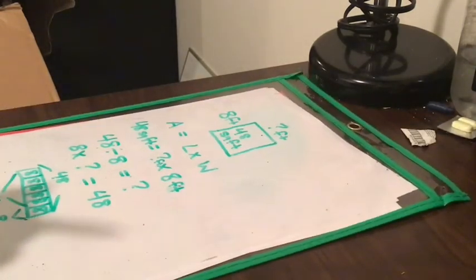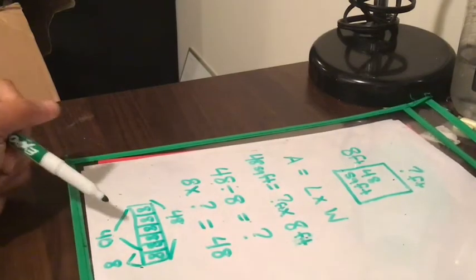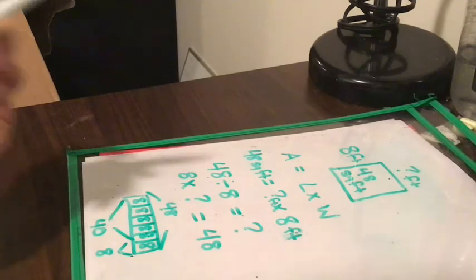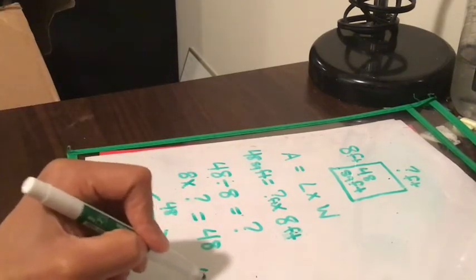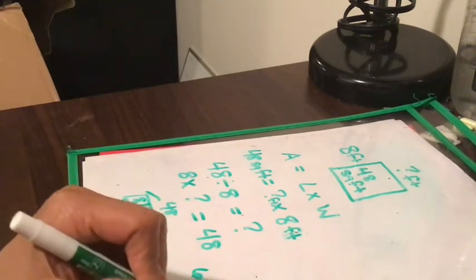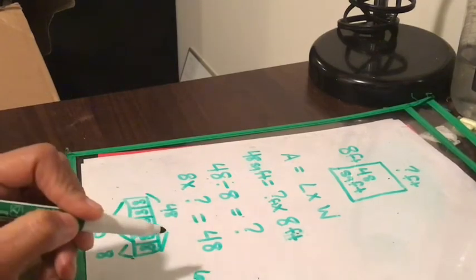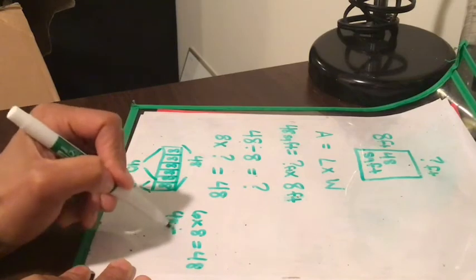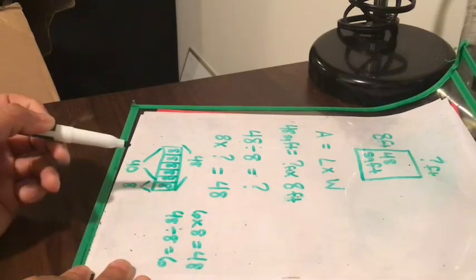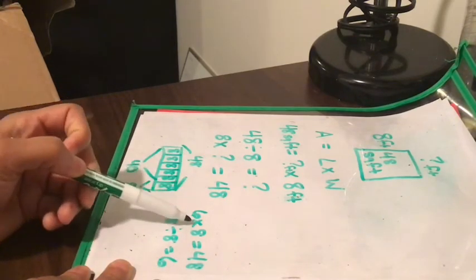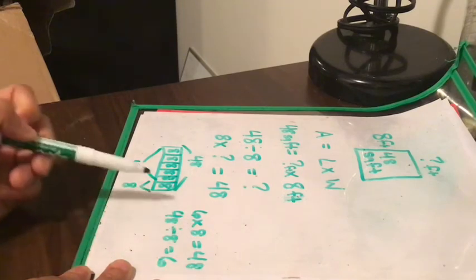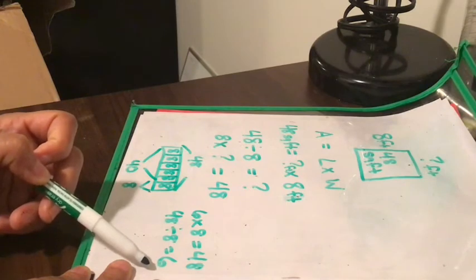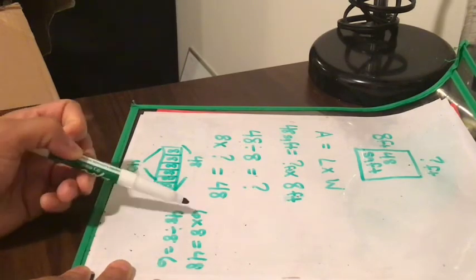So let's think about, is that true? Is 6 groups of 8 equal to 48? 6 times 8 equals 48. So let's plug it in to our division sentence and see: 48 divided by 8 equals 6. It says 6 groups of 8 equals 48, and 48 divided by 8 in each group is 6 groups. Our numbers are matching up.